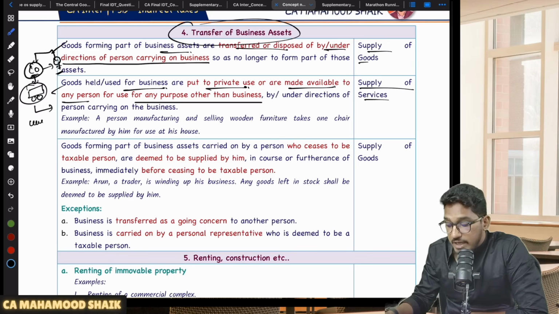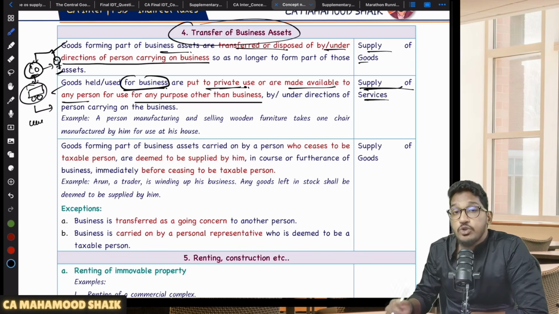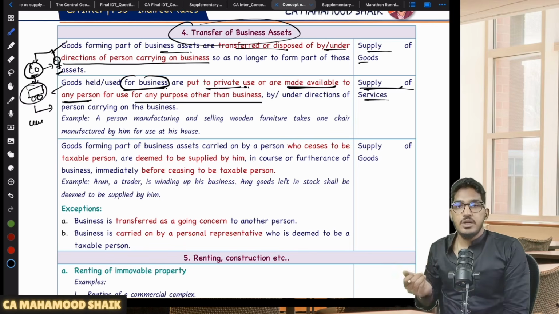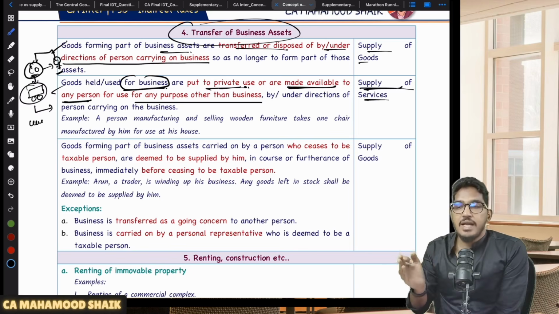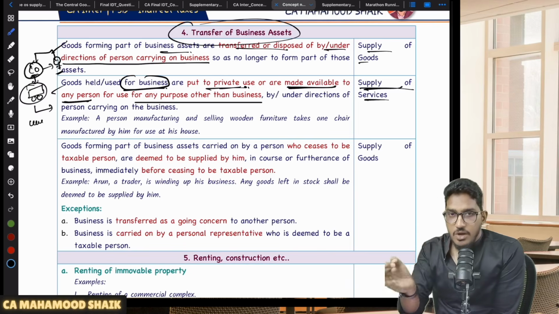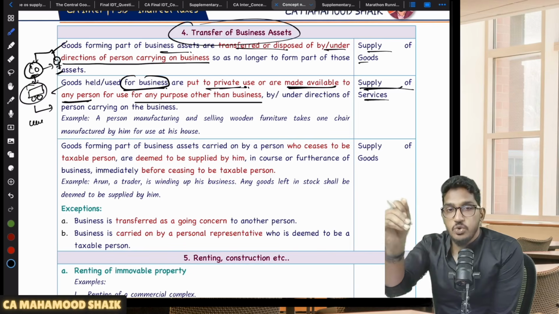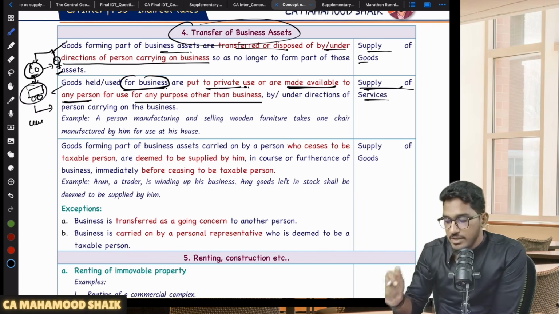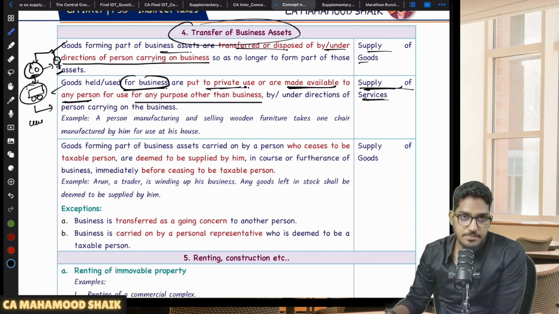No. So now it will be treated as supply of services. What they say here: goods which are used for business are being put to private use, or are being made available to any person for use other than business purposes. So there are some business assets that you are either putting to private use or giving to another person who will use them for other than business purposes. That will be treated as supply of services.